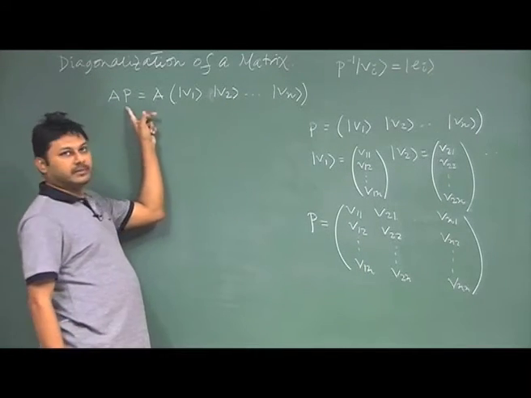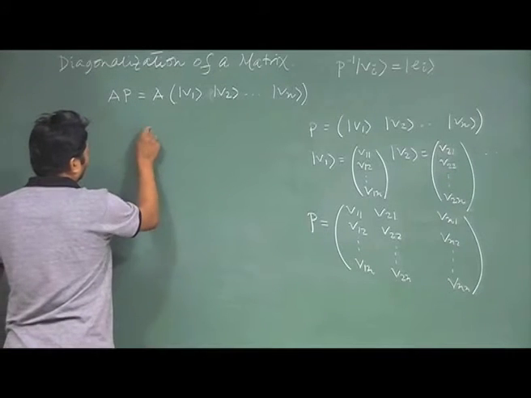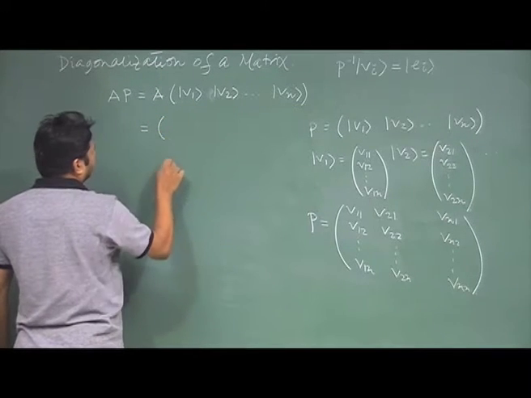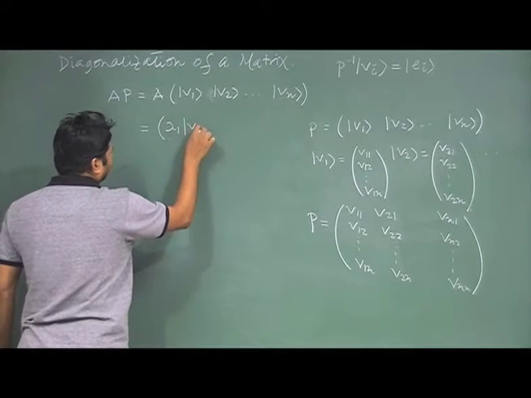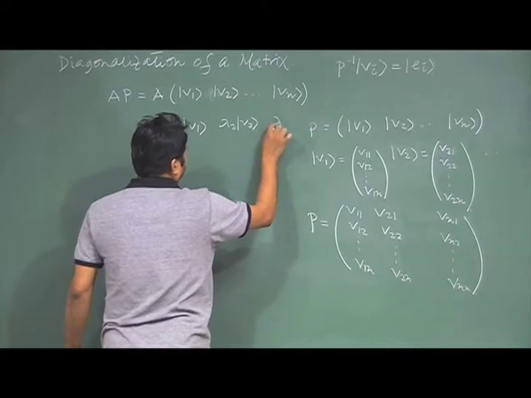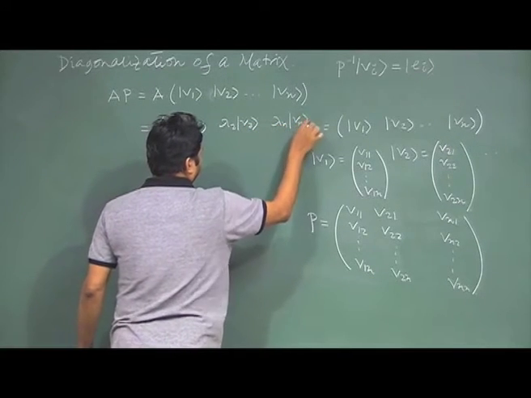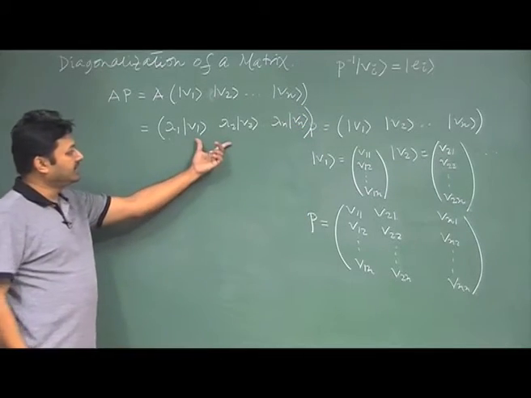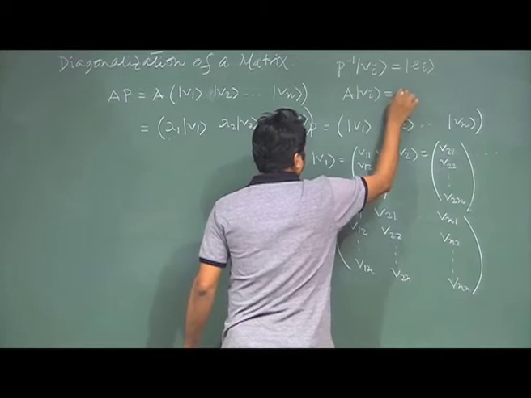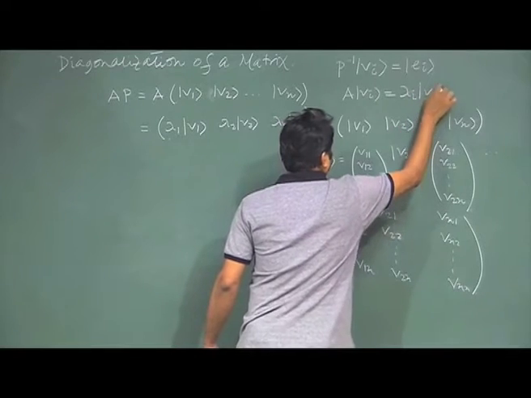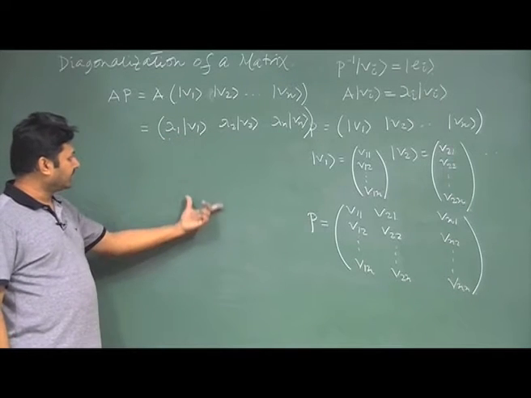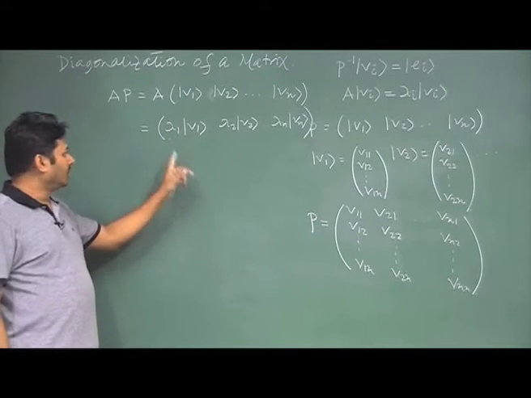Now, I operate A over P. A will operate on each column, so it gives lambda 1 V1, lambda 2 V2, up to lambda n Vn. It gives this because the Vi are the eigenvectors of A, so A Vi is lambda i Vi. No problem with that. So, I will have another matrix form with this condition.